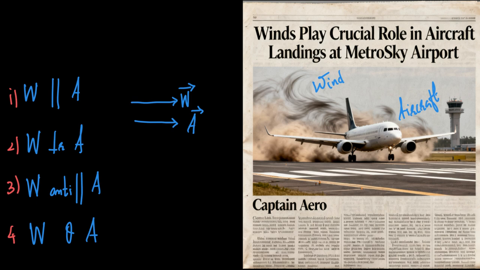Case 1, the wind is parallel to the aircraft. Case 2, the wind is perpendicular to the aircraft. Case 3, the wind is anti-parallel to the aircraft. And case 4, the wind is inclined at some angle theta to the aircraft. The question here is, in which of these cases would the aircraft benefit the maximum?